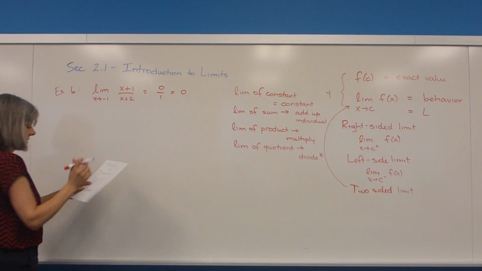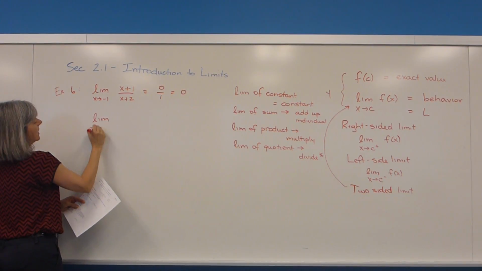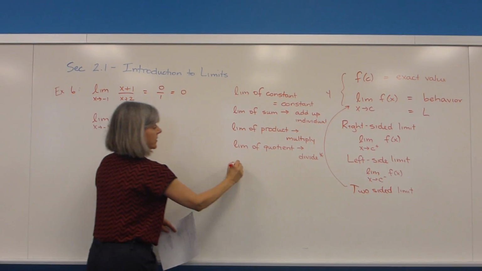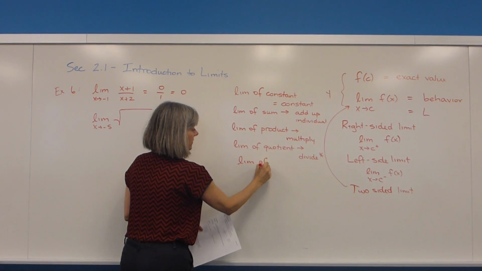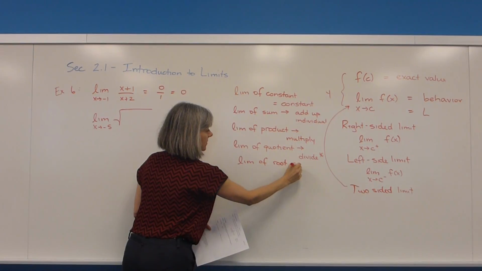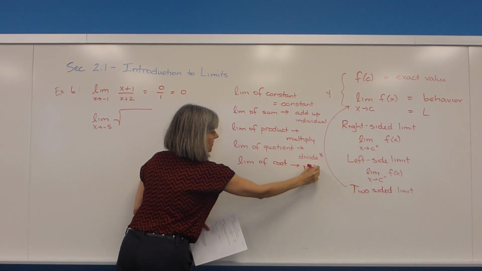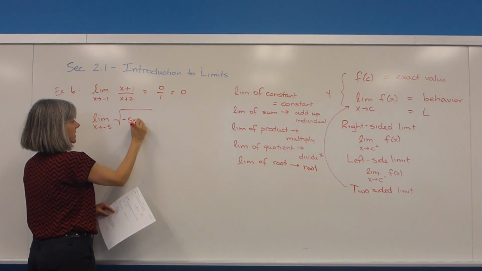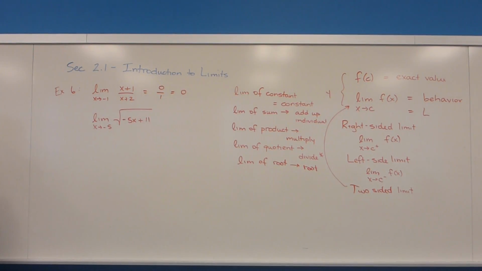Let's try this one. Limit as x approaches -5. You can also do a square root. So the limit of the root just says do the root. So the limit of the square root of -5x plus 11. Plug, yes?